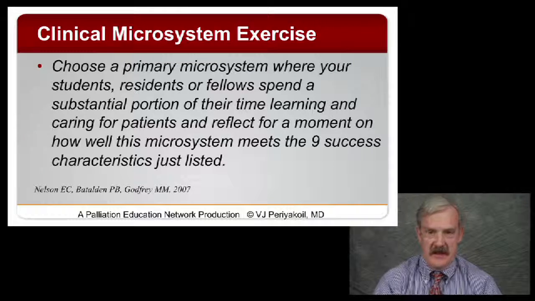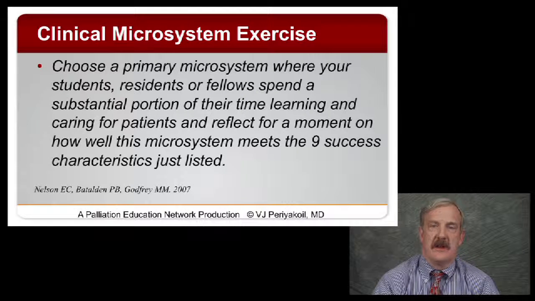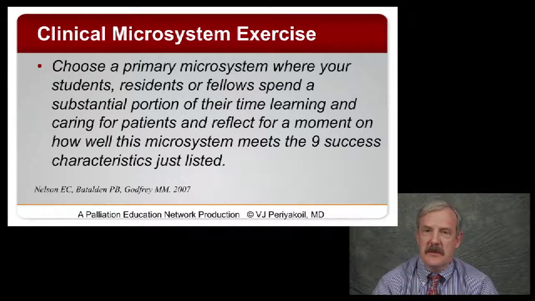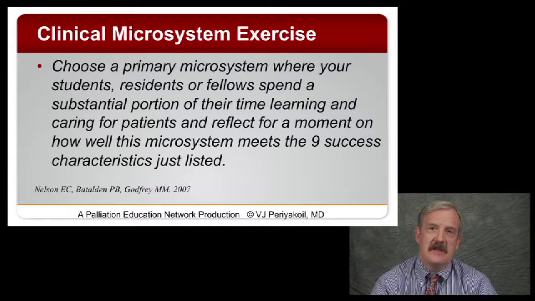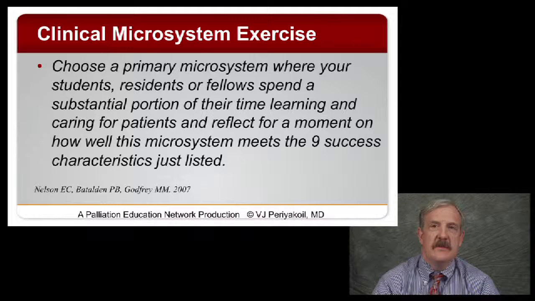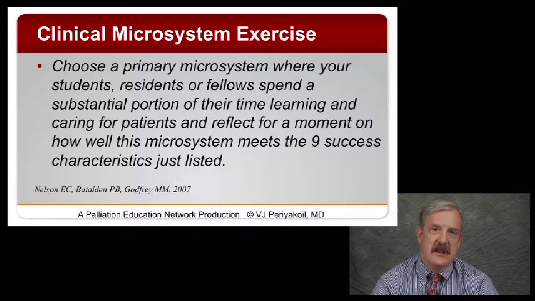So what I'd like you to do at this time is a kind of thought exercise. I would like you to choose a primary microsystem where your students, residents, or fellows spend a substantial portion of their time learning and caring for patients, and reflect for a moment on how well this microsystem meets the 9 success characteristics just listed. One of the things that we know is that in order to fully achieve competence within their discipline, they have to work in functional microsystems. And so as you think through those 9 success characteristics, where do you think your microsystems would rank on those 9 characteristics?